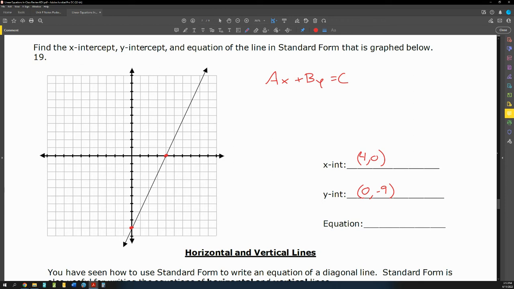If I know that the x-intercept is 4 and the y-intercept is negative 9, what if I did 9x minus 4y is equal to 36?